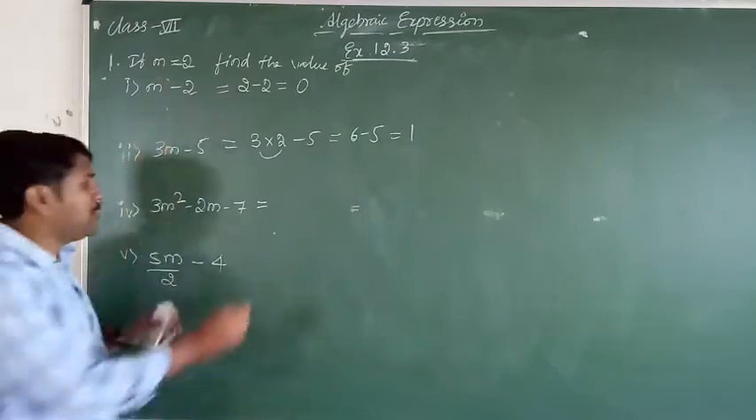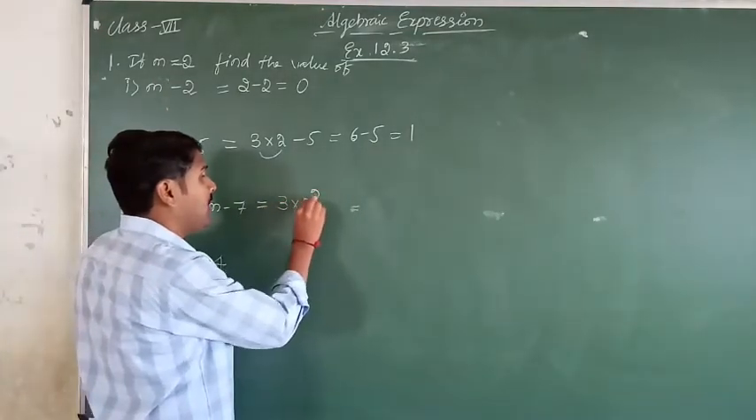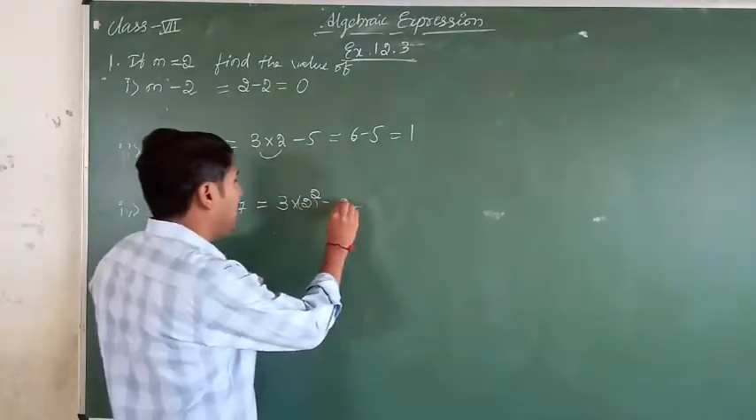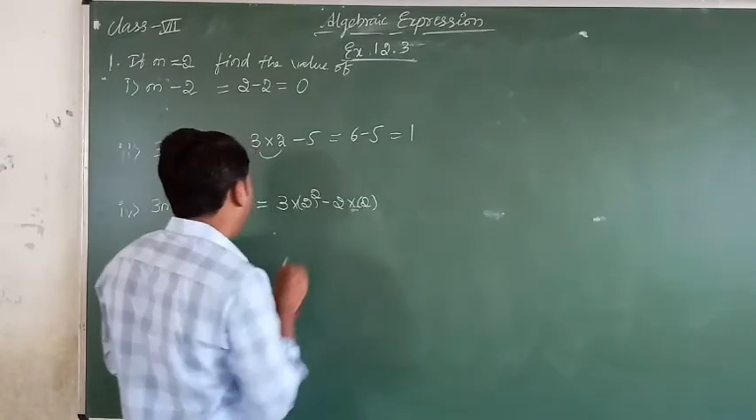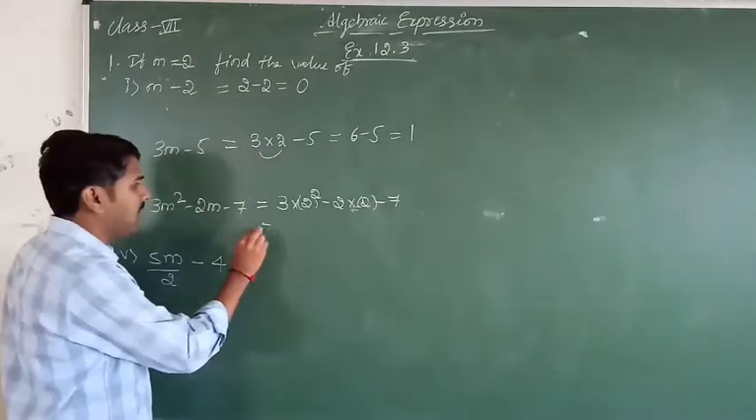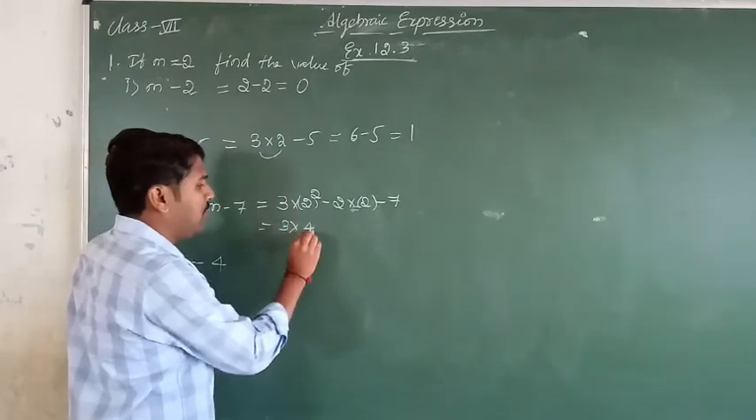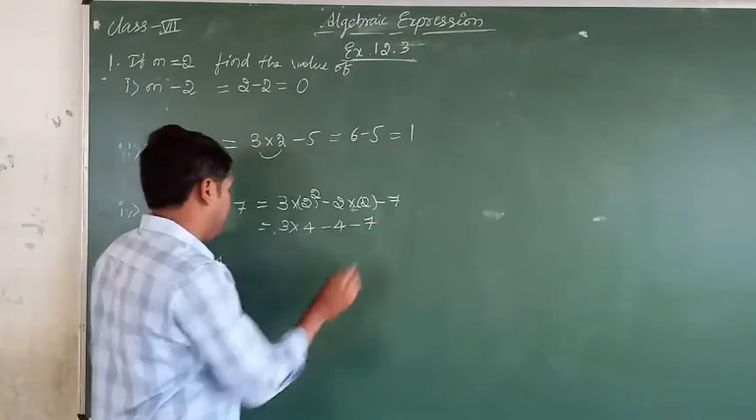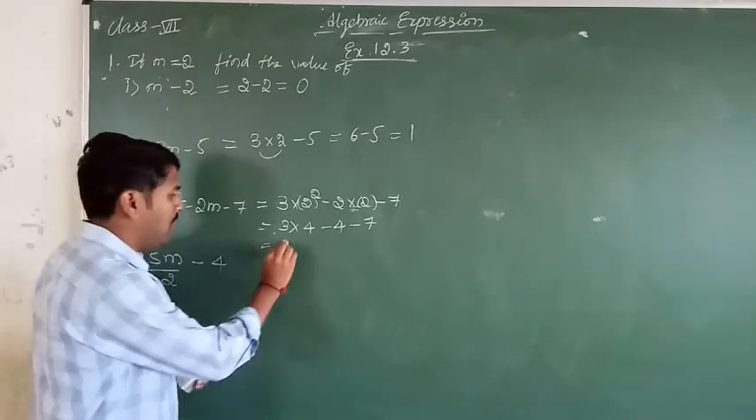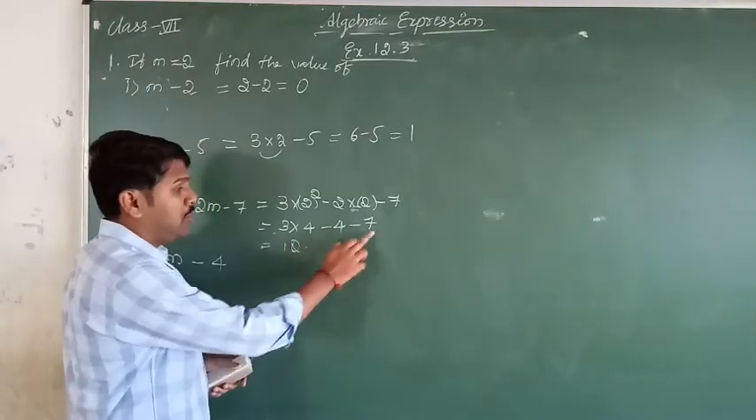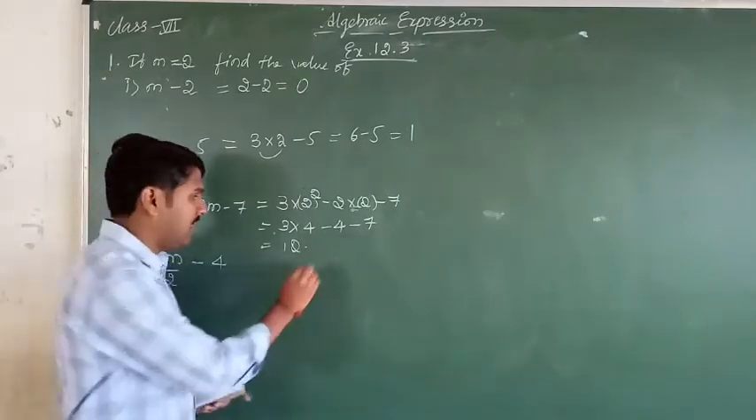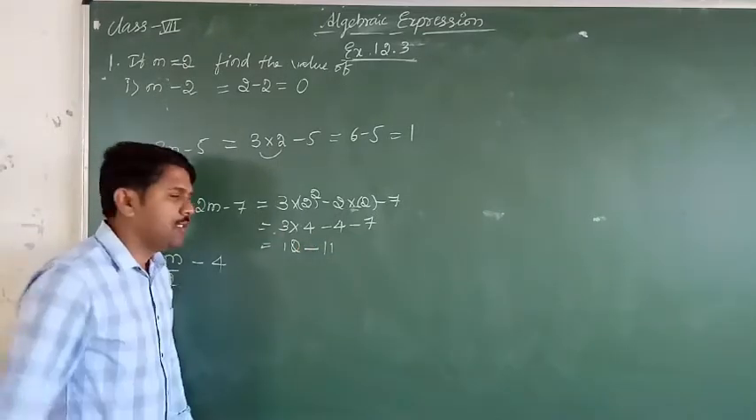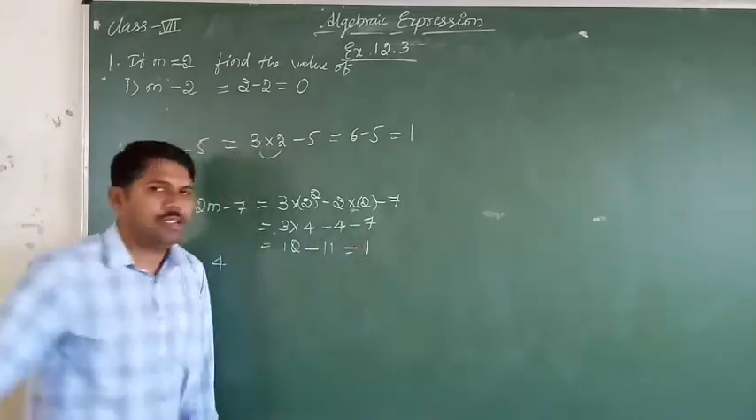So here m value equals 2. So 3 into 2 square, next minus 2 into 2 only, next minus 7. So what answer do I get? 3 into 2 square means 4. Next 2 2s are 4. Minus 7 as is. Okay. So 3 4s are 12. 12 minus 7. Here both numbers have the same sign, so just add. What about the sign? Both have the same sign, so minus. So what answer do you get? 12 minus 7. Answer is 1.